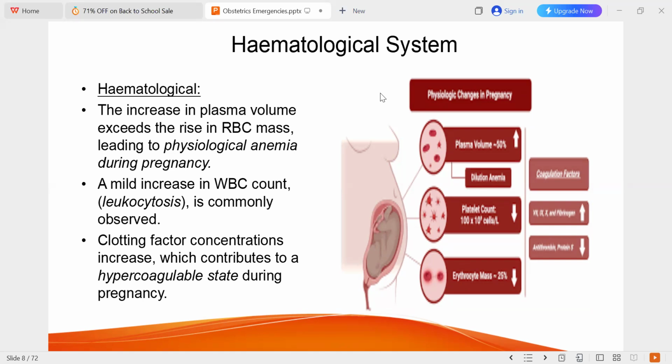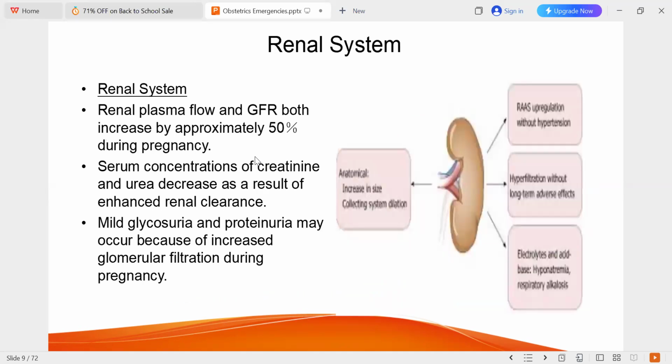So there's mild leukocytosis, and clotting factors also increase, which contributes to the hypercoagulable state during pregnancy. All of this you can see on the right side of the slide. The renal system: the renal plasma volume, renal plasma flow and the glomerular filtration rate all increase by approximately 50% during pregnancy.